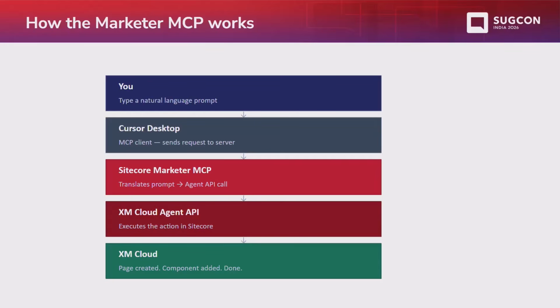So let's see how Marketer MCP works. You type a natural language prompt in any of your IDEs, let's say Cursor, and Cursor then sends the request to the MCP server. Sitecore Marketer MCP translates that prompt to a relevant agent API call. In return, the agent API executes the action in Sitecore, and then you have a page created or a component added, done. That is the flow of how Marketer MCP works.